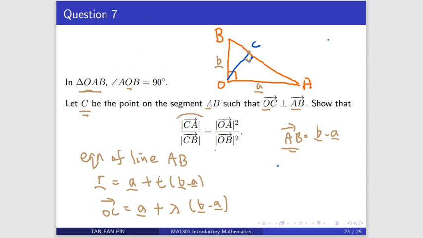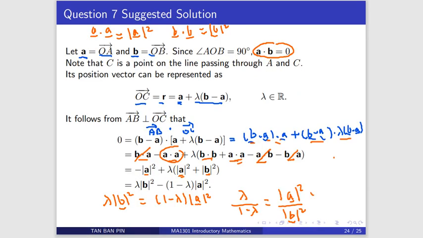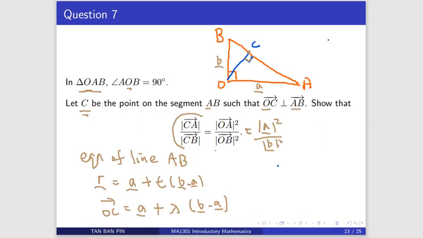Going back to what you need to show, right? You need to show the length of vector CA over the length of vector CB is magnitude of OA squared over magnitude of vector OB squared, which is the same as magnitude of A squared over magnitude of B squared. Magnitude A squared over magnitude B squared is lambda over 1 minus lambda. So which means you have to try to show that CA over CB is lambda over 1 minus lambda.